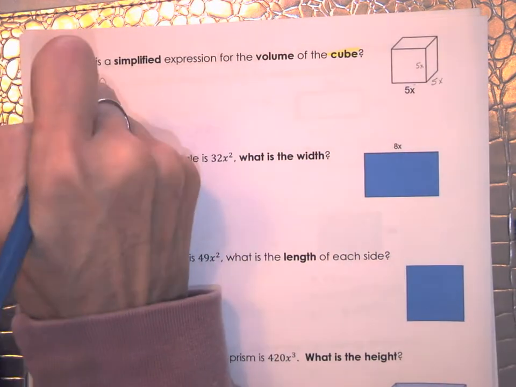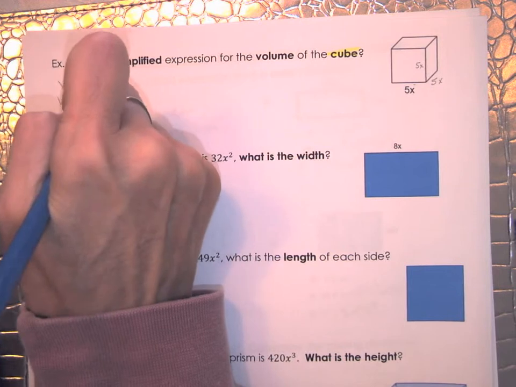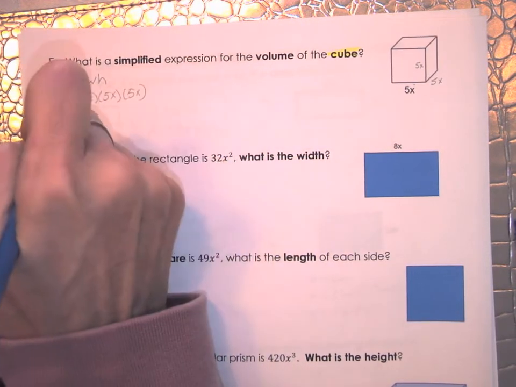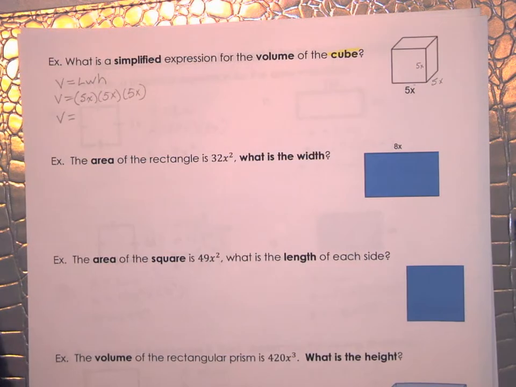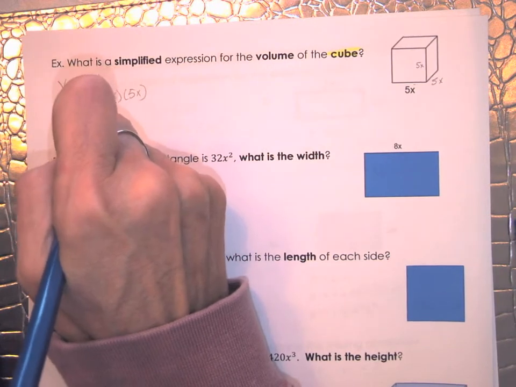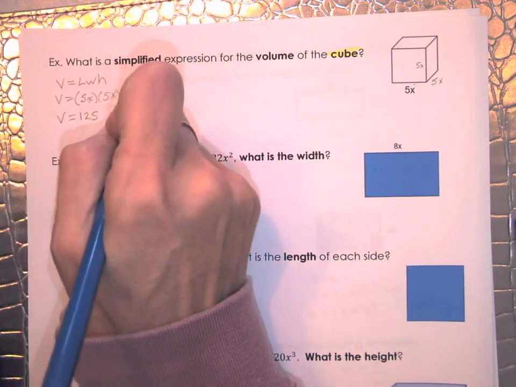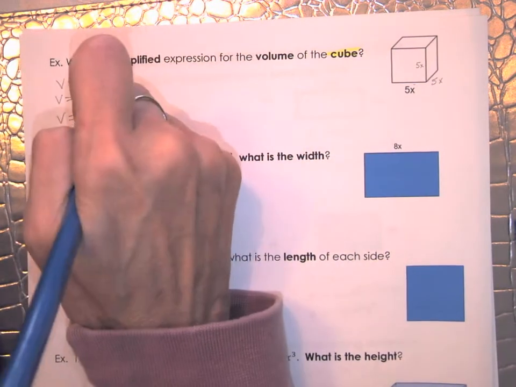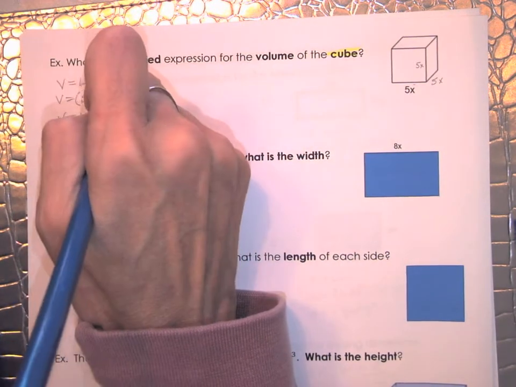And they're all the same. And then we're multiplying those terms together by multiplying 5 times 5 times 5, which is 125. And then x times x times x, keep the base and add the exponents. So you get 125x cubed.